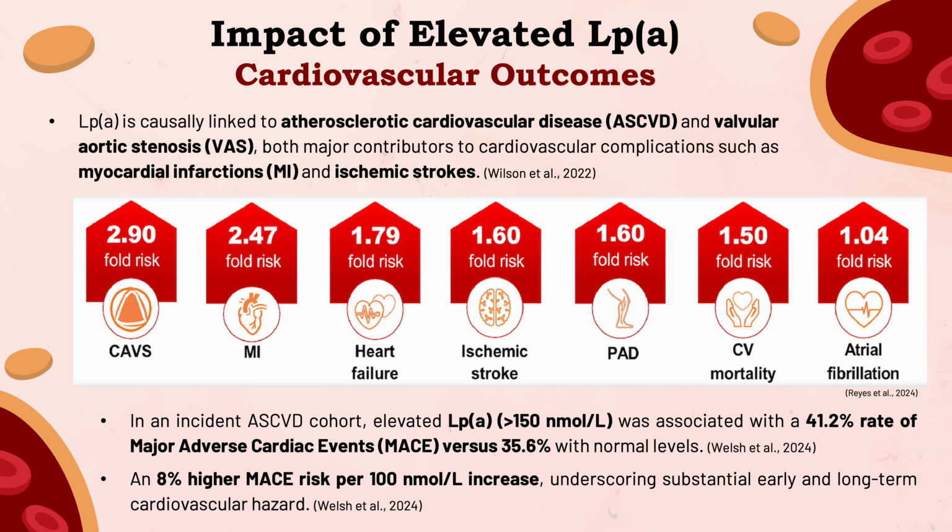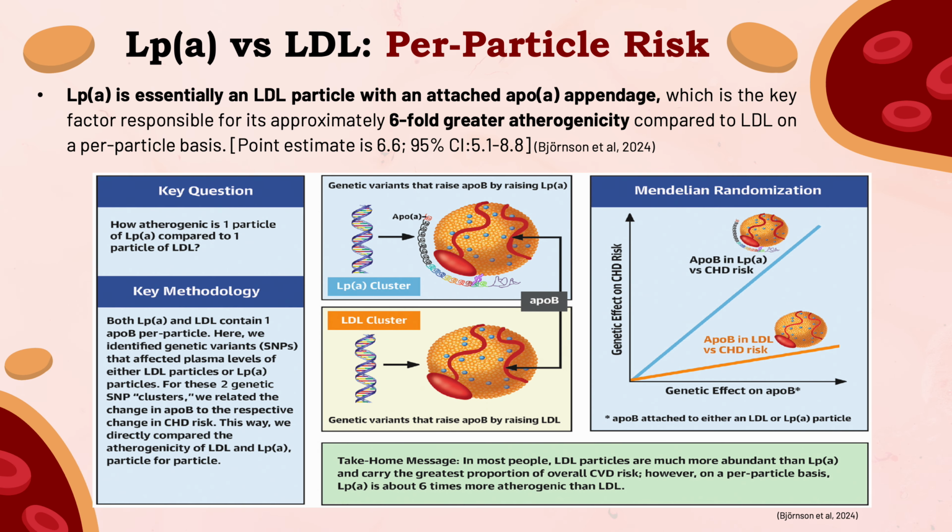mortality, and atrial fibrillation. In one ASCVD cohort, Lp(a) above 150 nanomoles per liter was associated with a 41% increase in major adverse cardiac events versus 35.6% in those with normal levels, and 8% higher risk for every 100 nanomole per liter increase. Using Mendelian randomization, researchers compared lipoprotein(a) to LDL particles, both of which contain ApoB.